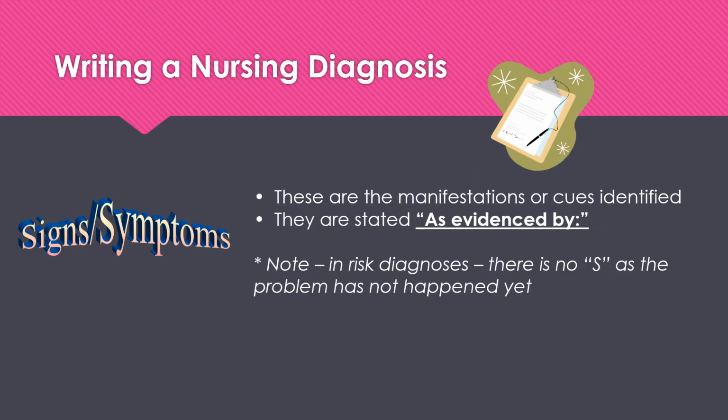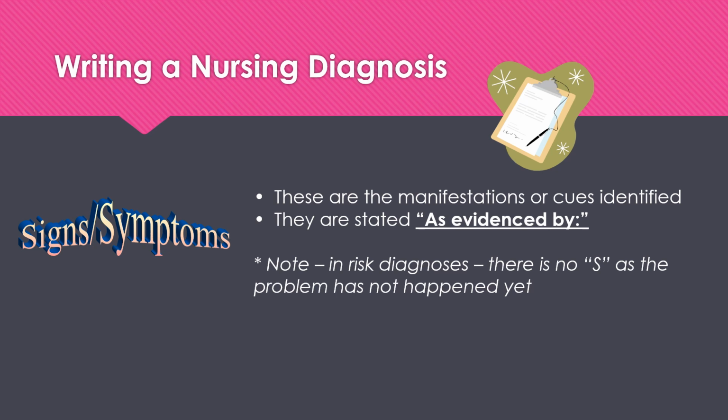The last part of the PES statement for the nursing diagnosis is the signs and symptoms. This is where we write the cues we found during our assessment. We write "as evidenced by" and then list out the signs and symptoms. If our patient has an at-risk diagnosis, there is no S as the problem has not happened yet. Instead, there is an itemization of identified risk factors.